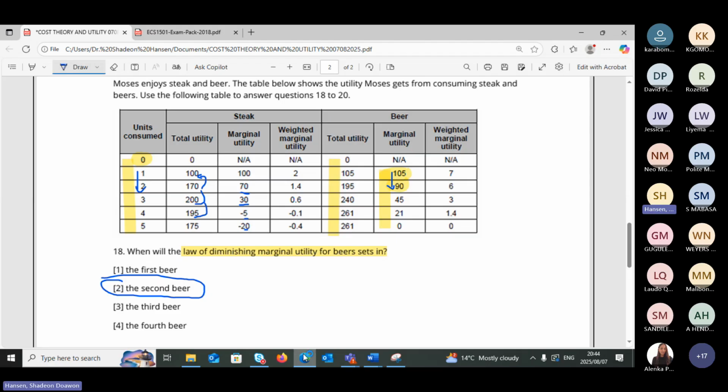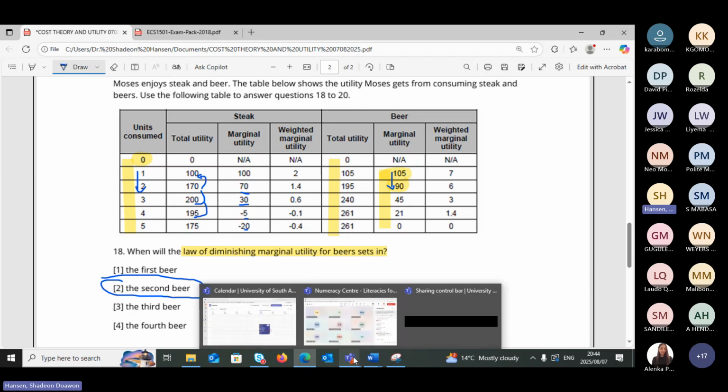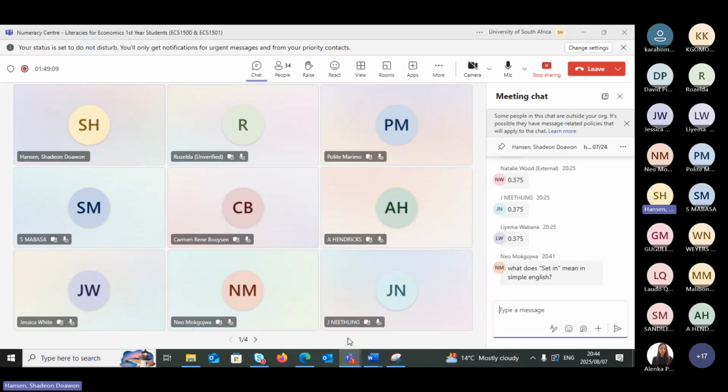We can say it takes effect, or sets in, or takes effect. When does it take place? Remember when you consume something and you are starting to feel bad afterwards. Let's say you are full now, but then you start to drink more. That is where heartburn sets in. They normally say heartburn sets in or heartburn takes effect. Are we together? What does set in mean? You can go on Google and find out what the word set in means. Anyway, students, where were we?